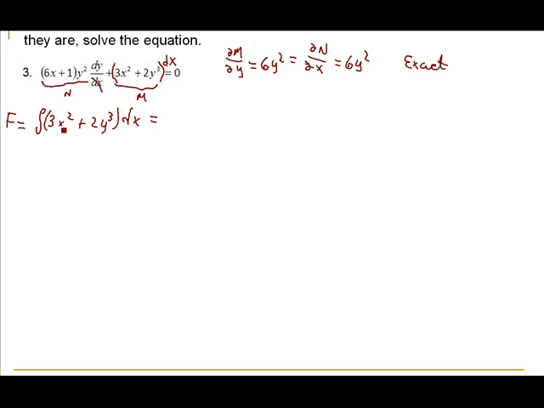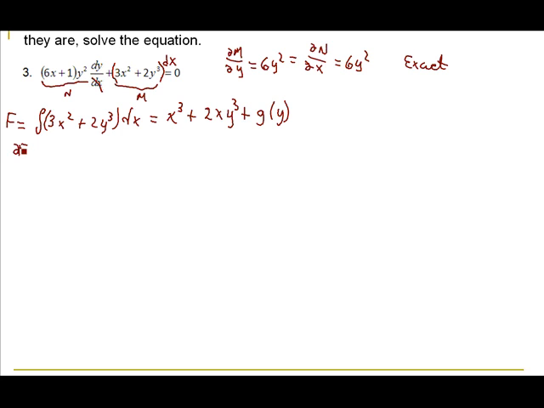which when I integrate with respect to x, I'm going to increase my exponent to 3 and divide by the new exponent, 3. That'll cause these 3's to cancel. It'll give me an x to the third. Plus, on the second term, it's going to put an x in there, 2xy³, plus, because I'm integrating with respect to x, some function of y.